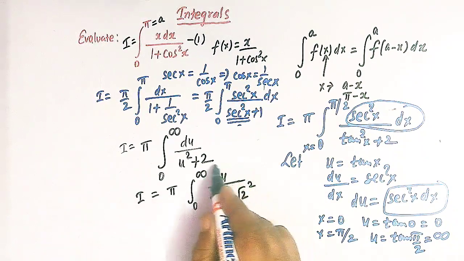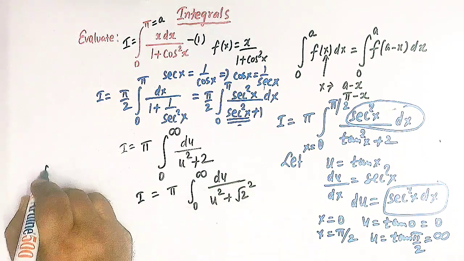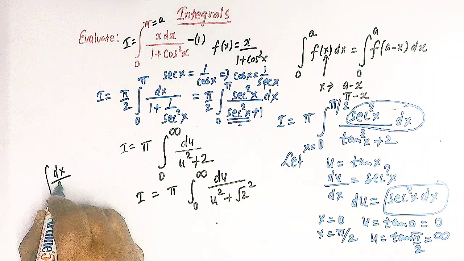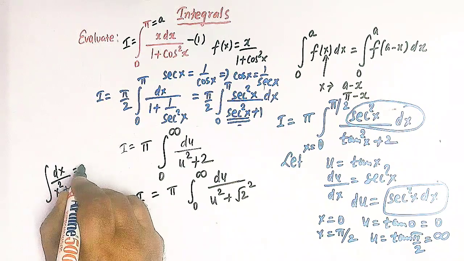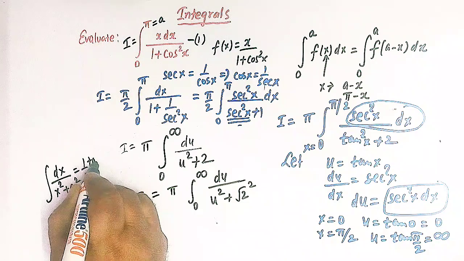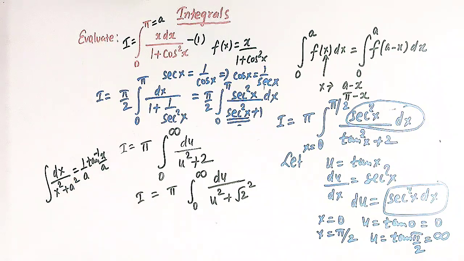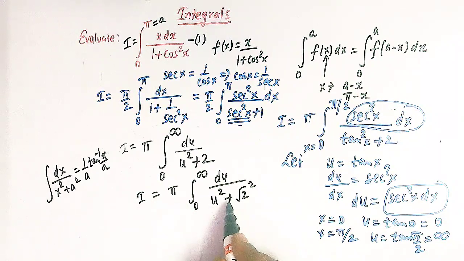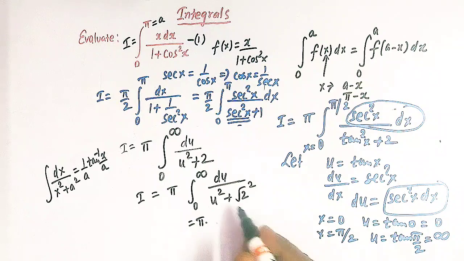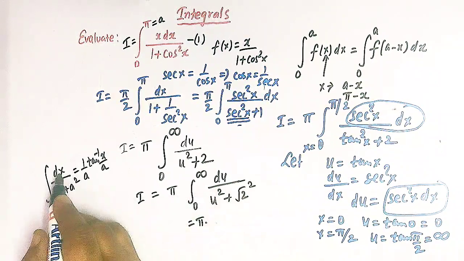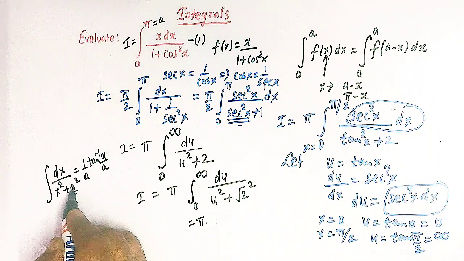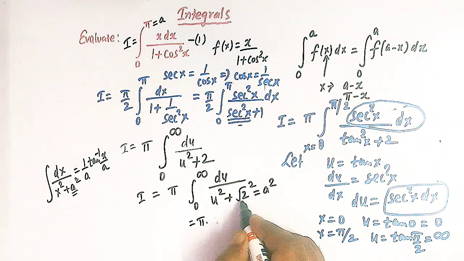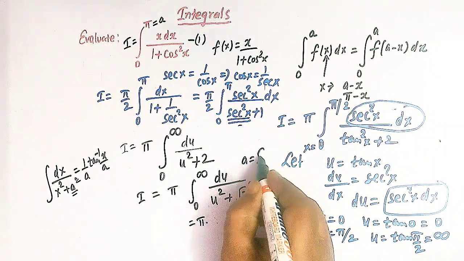Okay, so now we have a very standard integral, and we know from indefinite integrals that the integral of dx over x square plus a square is given by 1 over a times tan inverse x over a, right? So we are going to use this result for this integral. So we have pi, here we have the variable u in place of x, and this is a square. A square is the square of root 2. So a is square root of 2.